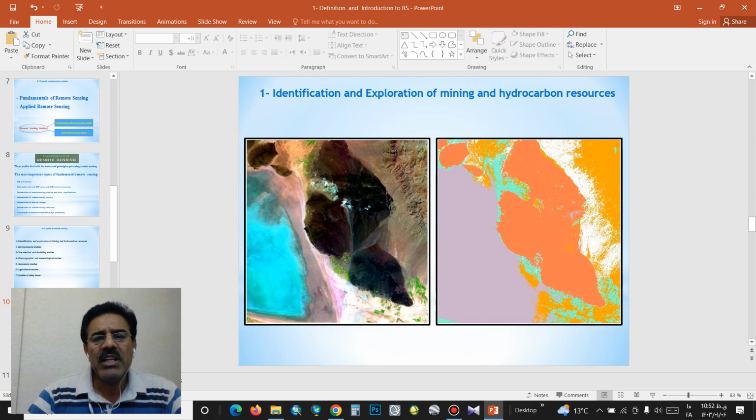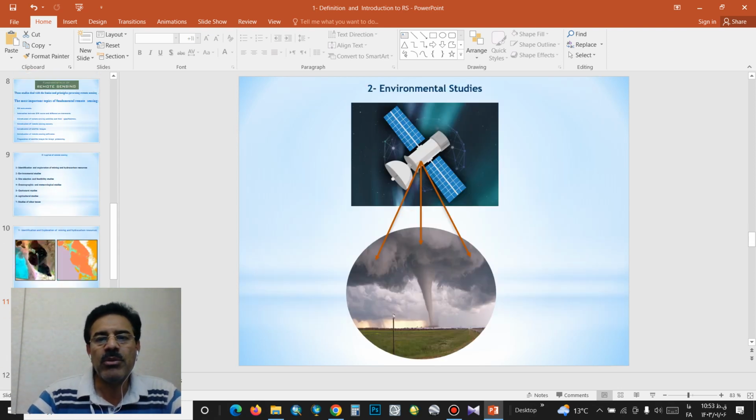This slide is showing number 1, identification and exploration of mining and hydrocarbon resources. Number 2, environmental studies. Below shows a tornado. The tornado is scanned with satellite data, such as in applied remote sensing.